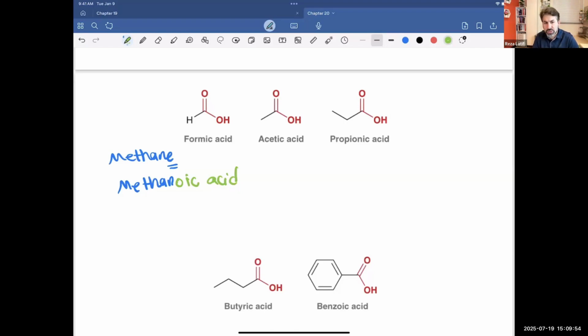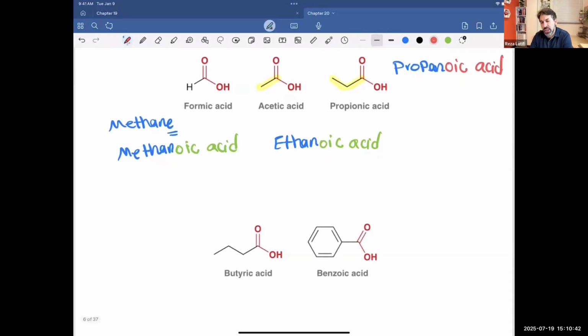And for acetic acid, I have 2 carbons. Which carbons? Those 2 carbons. So I'm going to say I have ethane. I can get rid of the E, replace it by OIC, and then we're going to add acid to it. So it will be ethanoic acid. And for propionic acid, we have 3 carbons. And this one will be propane. I will get rid of the E, replace it by OIC, and then I will say acid. So this one will be propanoic acid.